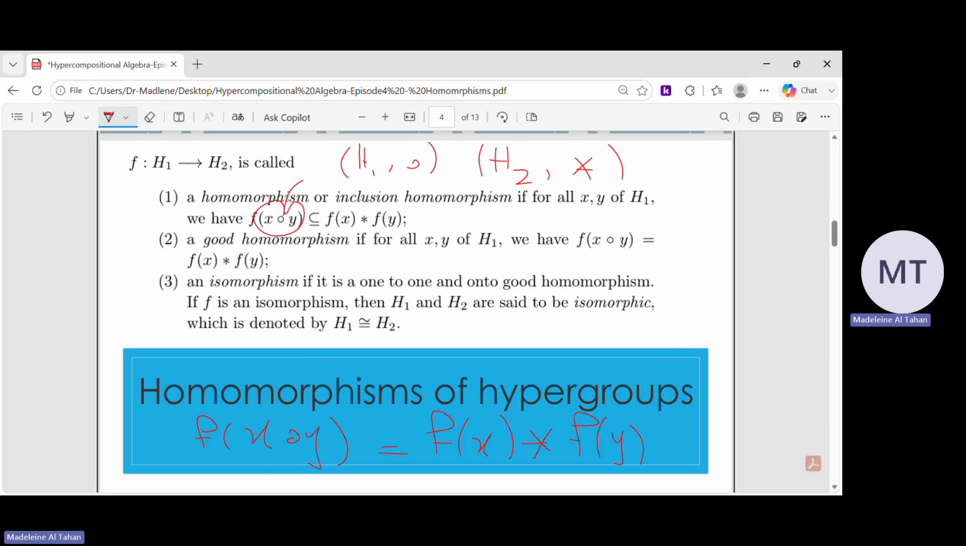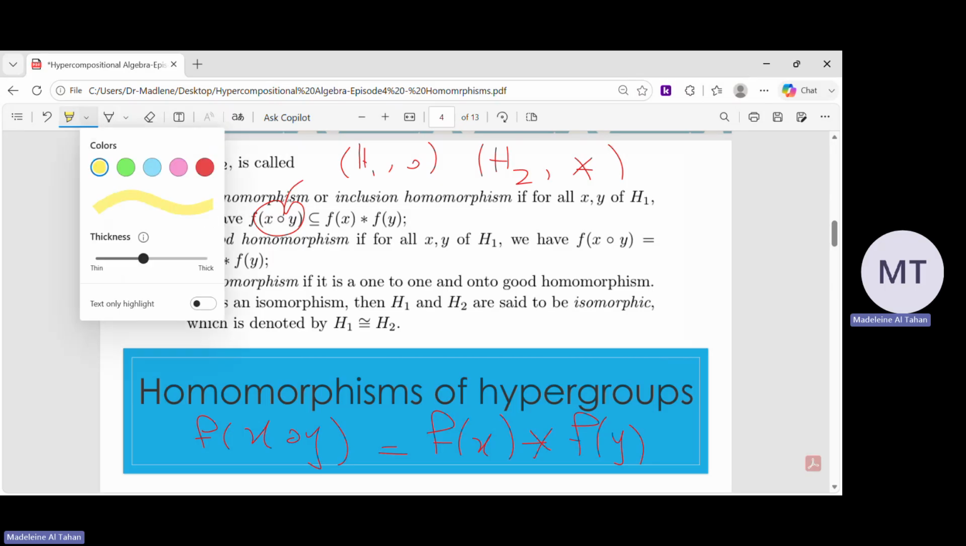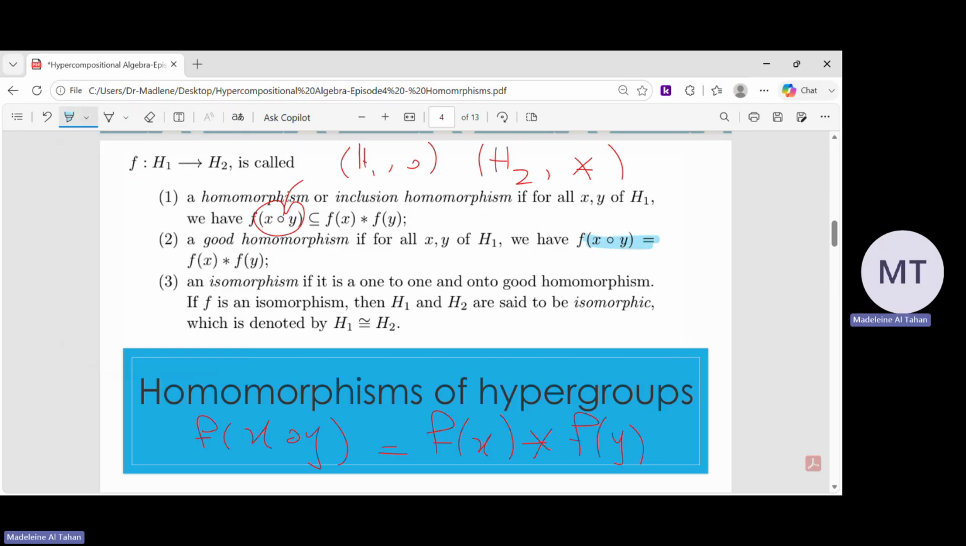Now, to call this homomorphism a good homomorphism, equality should hold. So we should have f(x round y) equal to f(x) star f(y). And finally, for a good homomorphism to be an isomorphism, it should be a bijective function. It means that it's one-to-one and onto as well. And in this case, we say that the two hypergroups are isomorphic to each other.